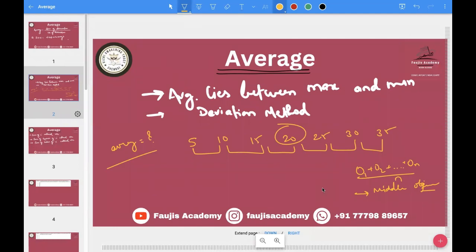Sorry, there is another way wherein we can find out the average of all these numbers using the first term and last term. Tell me how we can find the average. Your hint is first term and last term. Tarun, you are correct.